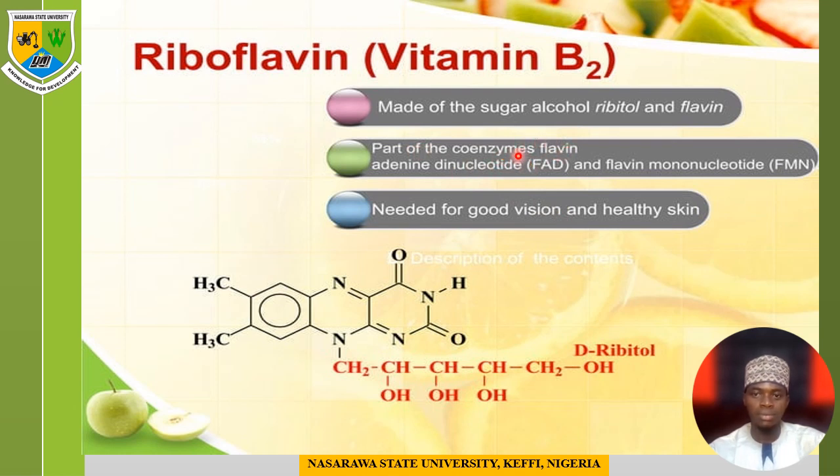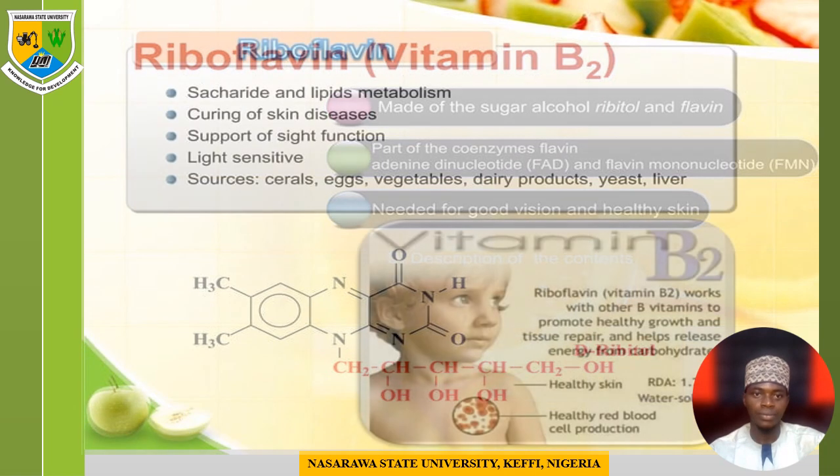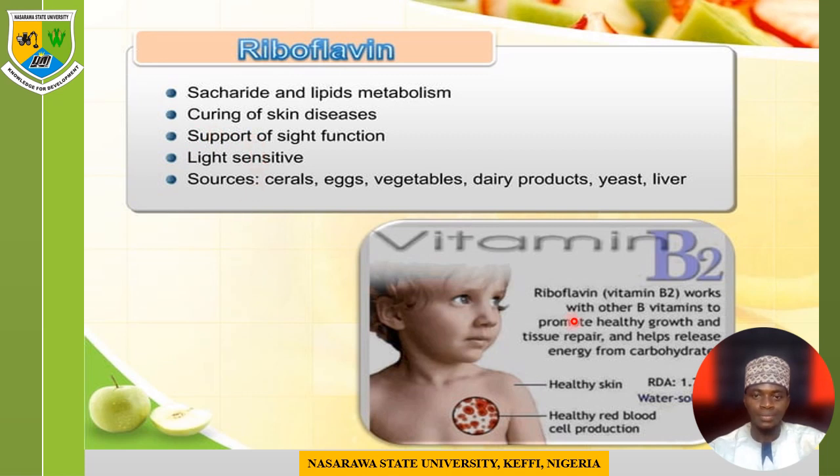So these coenzymes are very important in some metabolic reactions, for example in beta oxidation and also in the citric acid cycle, the TCA reaction. The sources of riboflavin include cereals, eggs, vegetables, dairy products, yeast, and liver. The recommended daily allowance, RDA, of vitamin B2 is 1.7 milligrams. It helps in healthy red blood cell production.